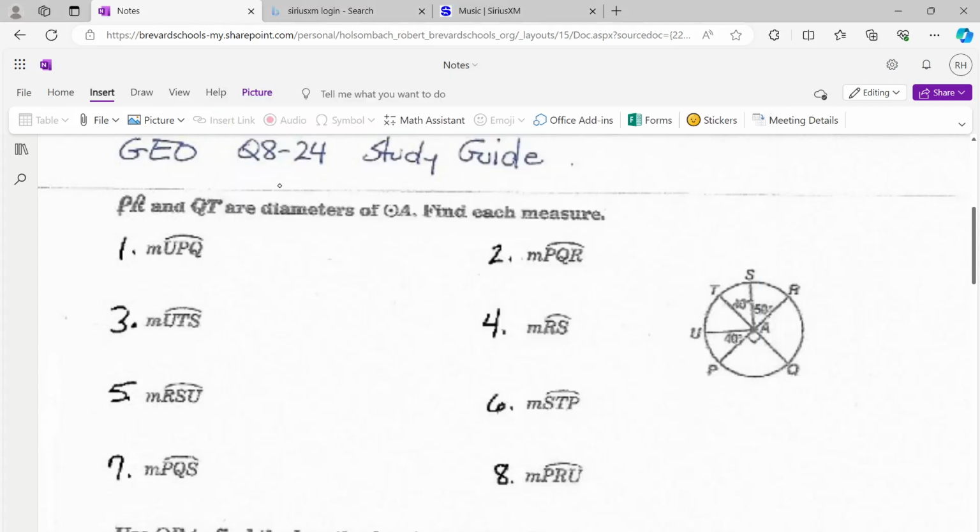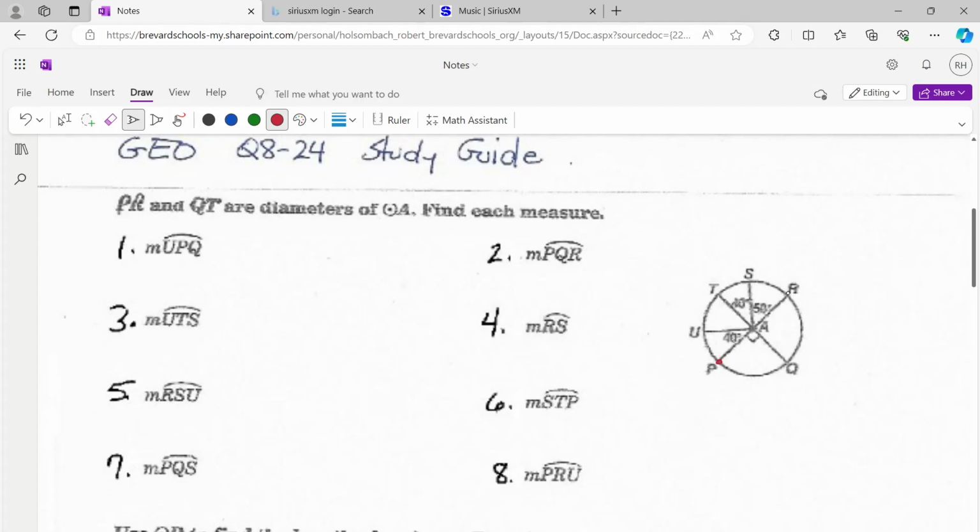All right, so here we go on quiz 8 study guide. And on this problem, and I'm pretty sure it's the next problem, here's the first thing I want you to do when you see your quiz tomorrow. All right, we've got a 40-degree angle right here. We've got a 40, 40, and a 50. And you're told that from P to R is a diameter, and from Q to T is a diameter.